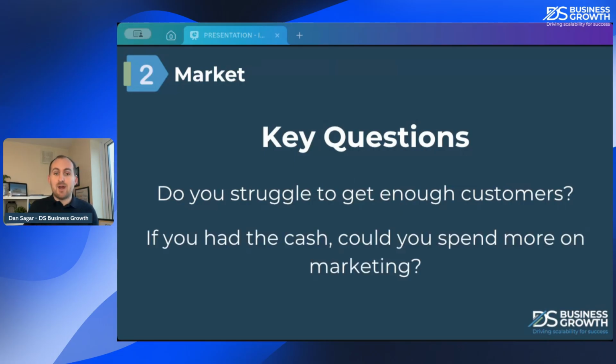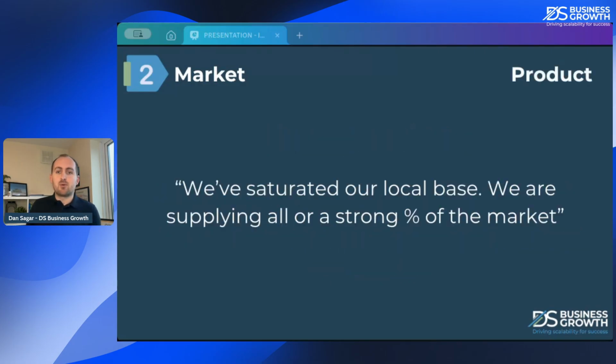Okay, and if you had the cash, could you spend more on marketing? I'm going to jump straight into the examples here to show this to you, because I feel like that'll be the easiest way to understand. So in our product type businesses, we've saturated our local base. We're supplying either all of the local market or a strong percentage of the market, and we couldn't supply any more people in our local market.